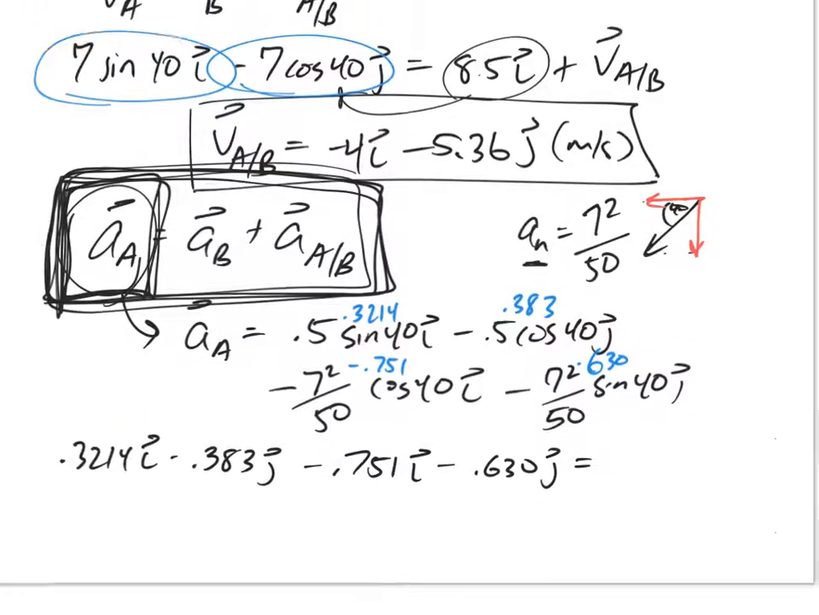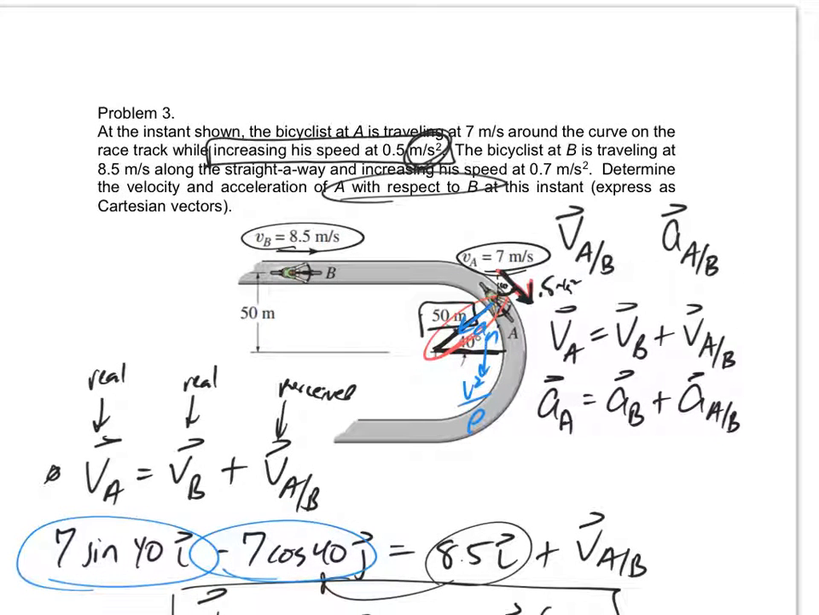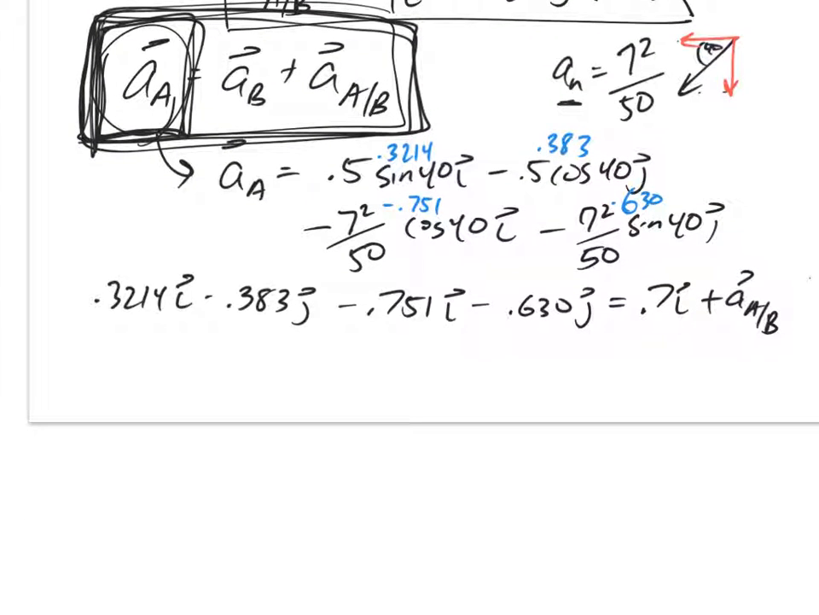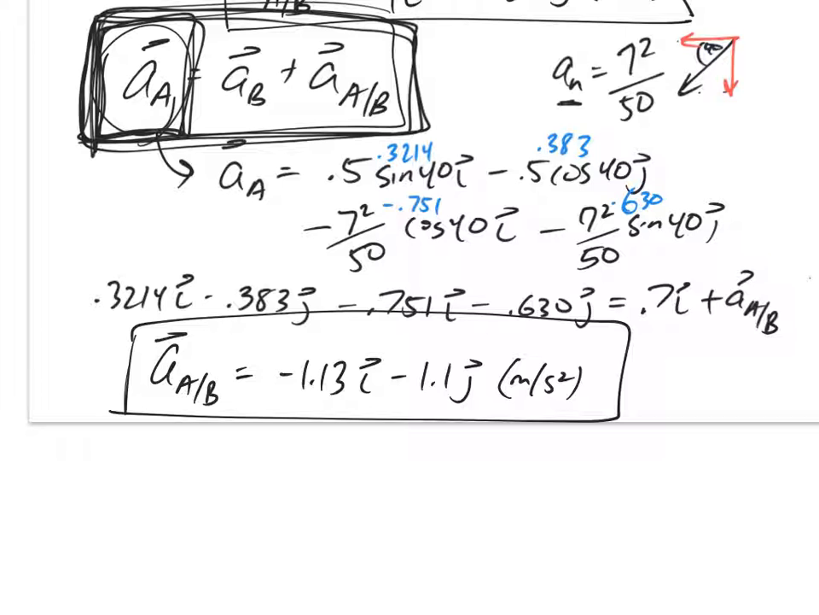The acceleration of B, if we go up, it said that B was also increasing its speed at 0.7 meters per second squared. So it has an acceleration, but that's easy. It's in a straight line, and all of it is in the x direction. So this would be plus 0.7 in the I, plus acceleration of A slash B, which is what we're really looking for. So acceleration of A slash B, or acceleration of A with respect to B, we should get negative 1.13 I minus 1.1 J. It has units meters per second squared. So that is the final answer for acceleration.